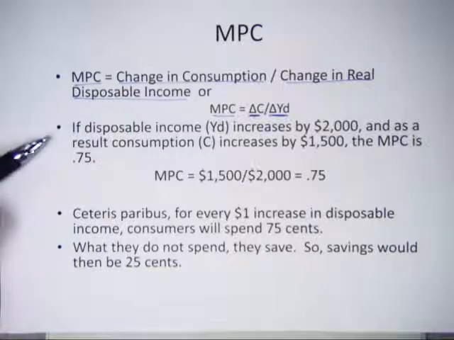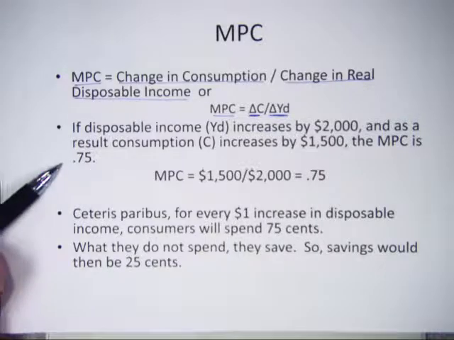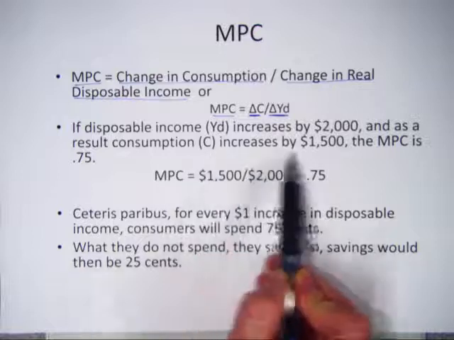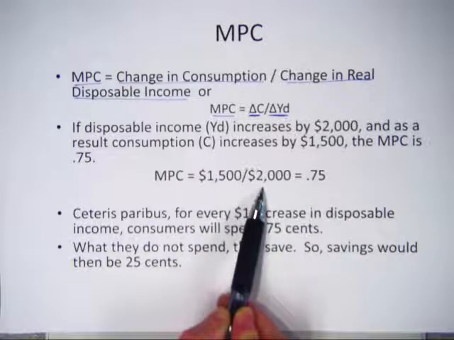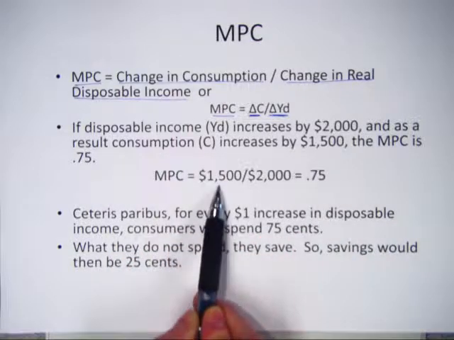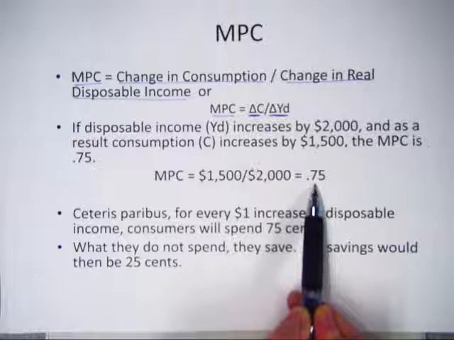In this case, if disposable income increases by $2,000 and as a result consumption increases by $1,500, the MPC is 0.75. The change in consumption increased by $1,500 divided by the change in disposable income. Disposable income increased by $2,000. So $1,500 divided by $2,000 gives us an MPC of 0.75.